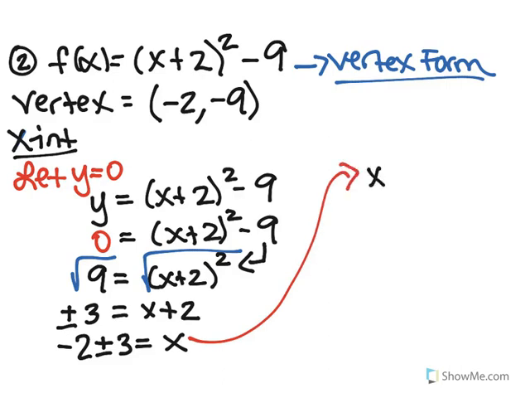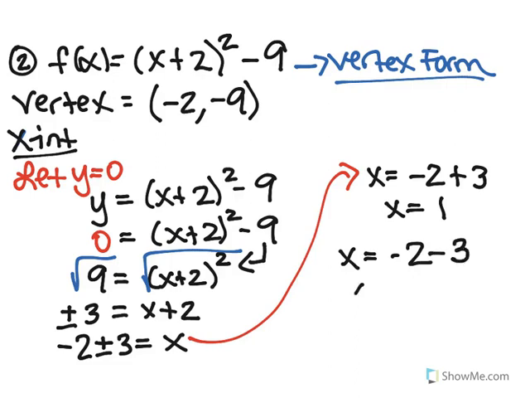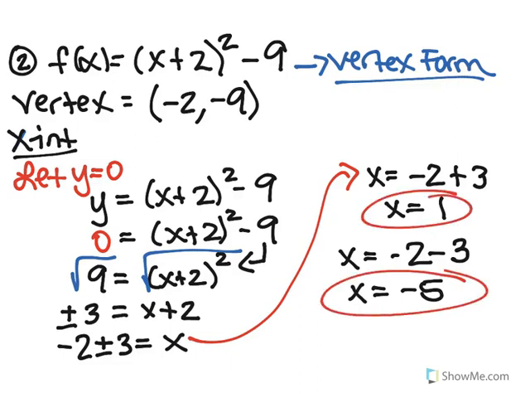So we have negative 2 plus 3, which would give us a positive 1. And we got negative 2 minus 3, which would give a negative 5. So our x-intercepts is going to cross. Now this parabola has two arms. So it's going to cross the x-axis at positive 1 and negative 5.